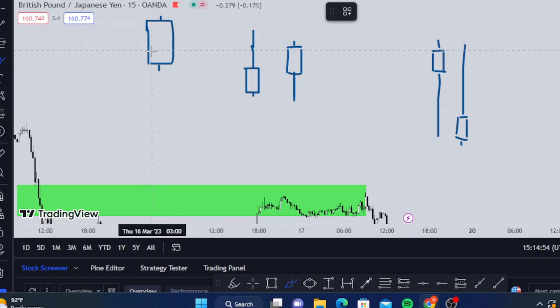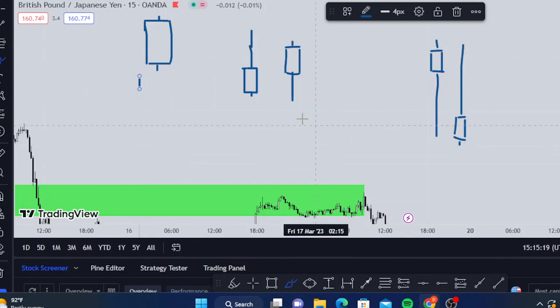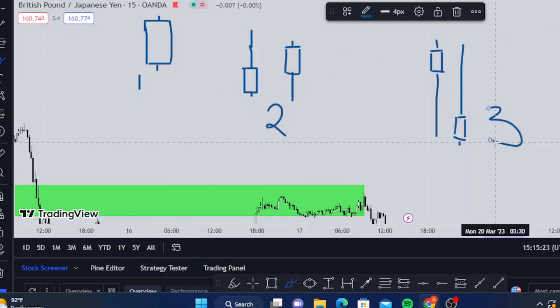So let's go right into the explanation. As you can see, I have this drawn already. I'm going to show you a live example on your chart, but let me explain this right now. This candlestick, number one here, number two, number three.